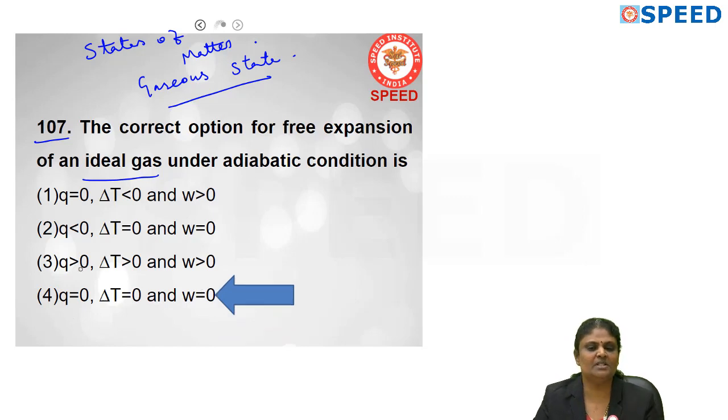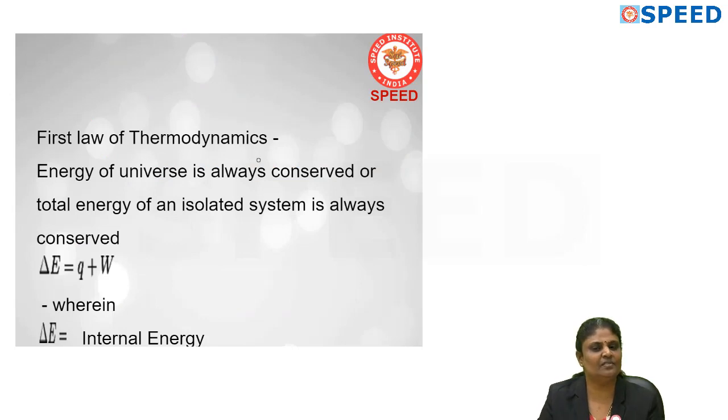So the correct option is the last one, where all quantities are equal to 0. For an ideal gas under adiabatic free expansion, Q is equal to 0, the change in temperature is also 0, and W is also 0. This is from the first law of thermodynamics: the energy of the universe is always conserved, or the total energy of an isolated system is always conserved. The change in energy is equal to Q plus W, wherein delta E is the internal energy.